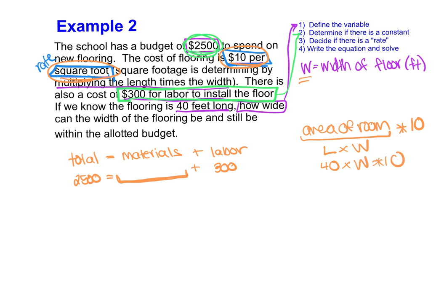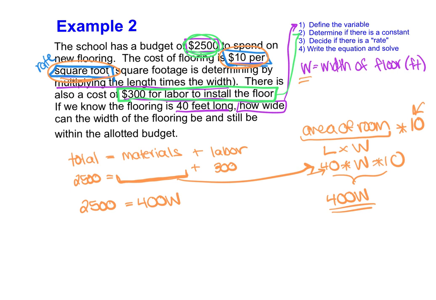So really, this component right here can be represented by 40 times W times 10. But that looks a little silly when we have two numbers in there. So we can actually multiply the numbers together and get 400W mixed in there. And that's going to represent the cost of the materials. 400 is the 10 in the cost times the length, which is 40, and the width is something that we still have to calculate. So our equation here is 2,500 is equal to 400 times W plus 300.